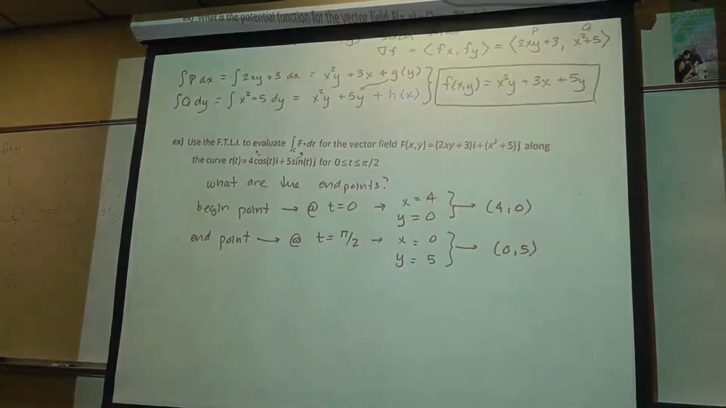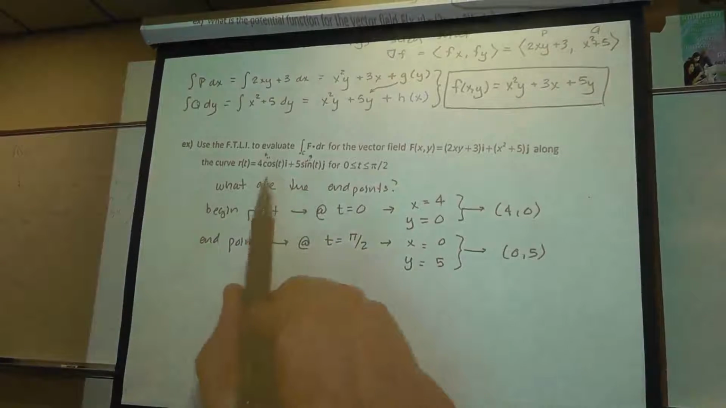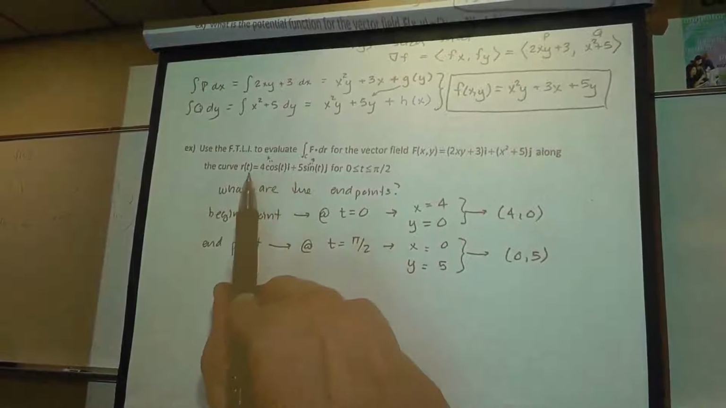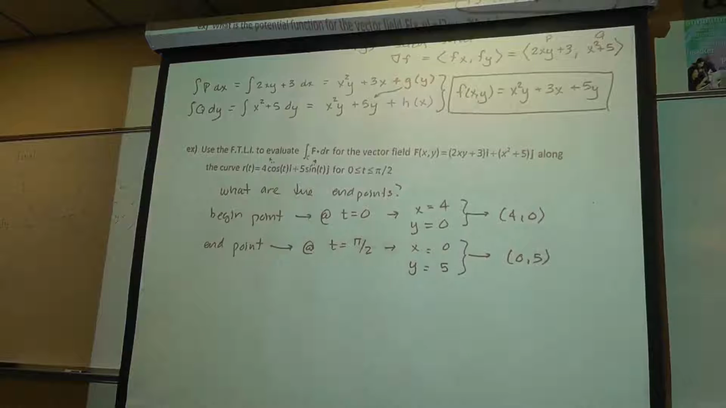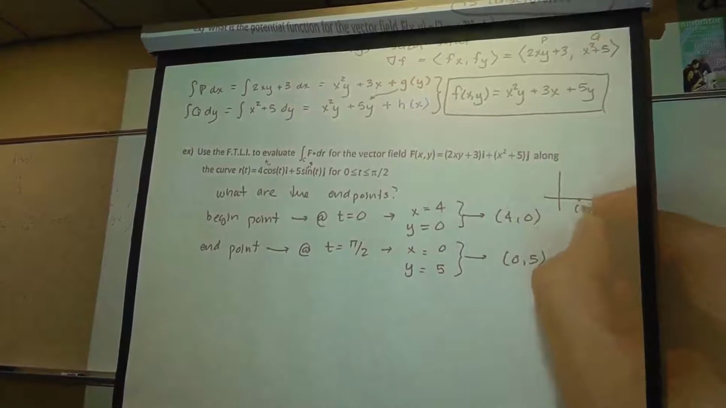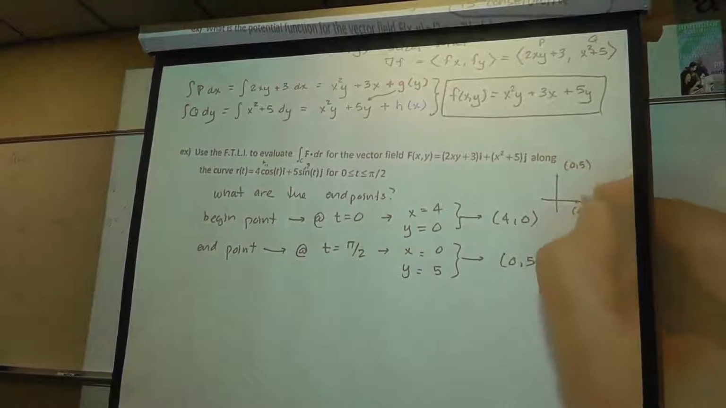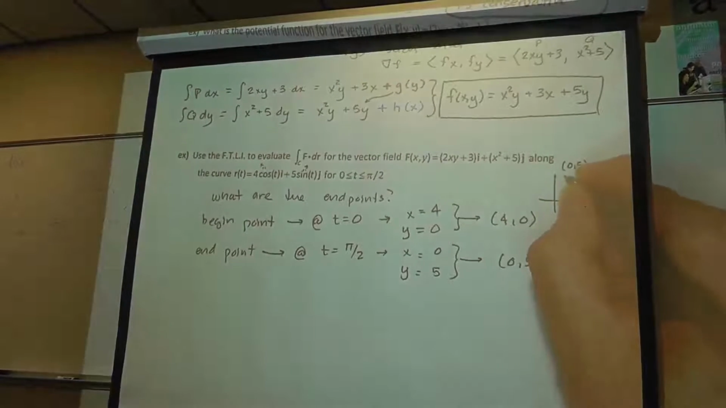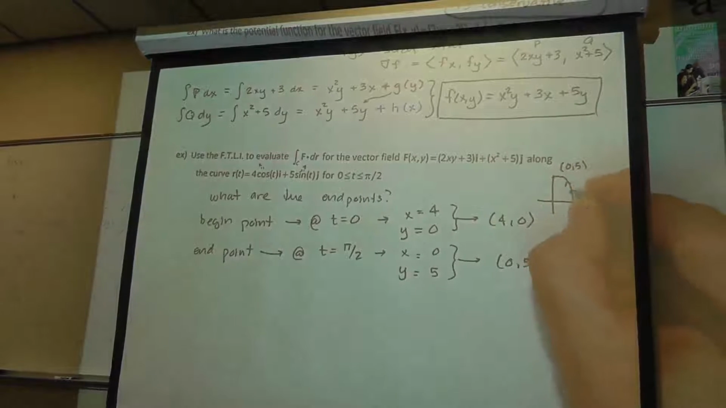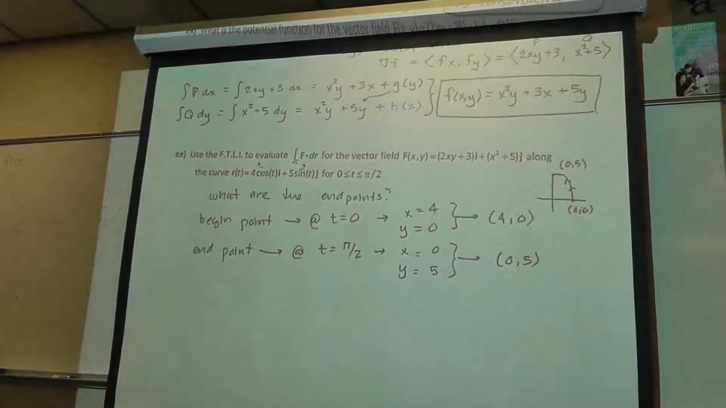Anytime you pair x with cosine and y with sine, what do you usually get? Circle. If the coefficients are the same, it's a circle. If the coefficients are different, it's an ellipse. So technically, the path you're doing here is going from this point on the x-axis, 4, 0, and ending up at this point on the y-axis, 0, 5. So you're really just traversing 1/4 of an ellipse based on that parametric orientation.